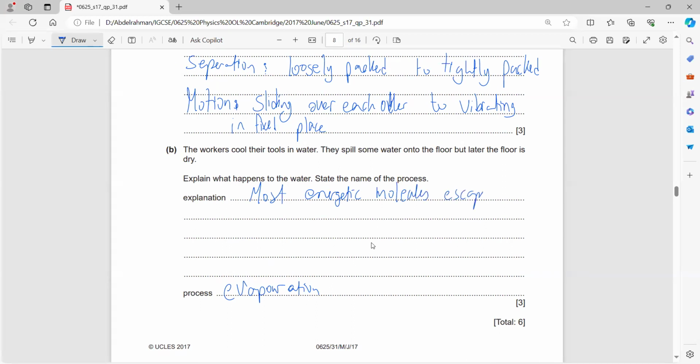The most energetic molecules escape from the surface, leaving behind the least energetic molecules. The second part, causing the average temperature to decrease, we don't really care about in this question. Why? Because eventually the floor will be dry. I'm not asking why it causes a cooling effect, so you do not need to state it in this question.